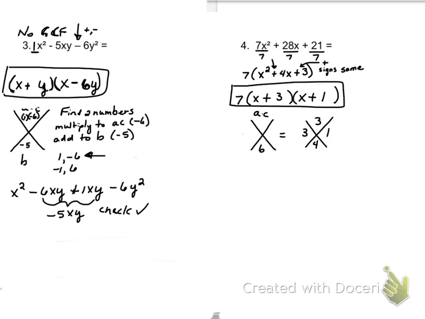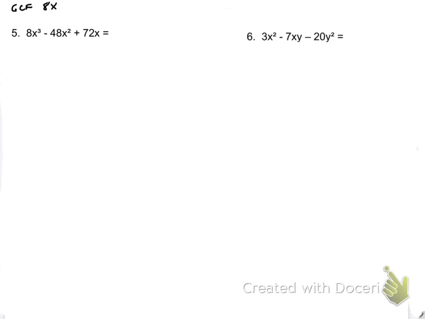Okay, let's go on to our next set of examples. I have 9 examples. Again, watch as many or as few as you need to understand what we're doing. Now, I've already written up here at the top that the greatest common factor of number 5 is 8x. So let's go ahead and divide everything by 8x.